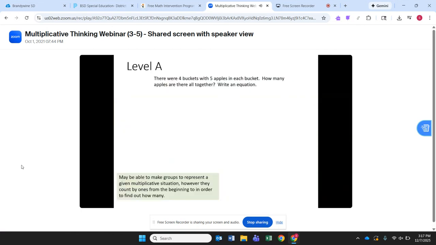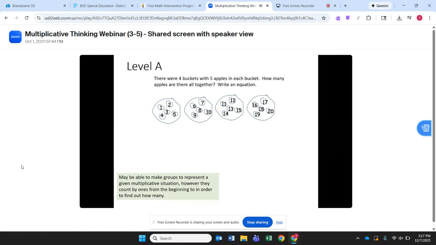So for example, if a student who's thinking at level A was given a story problem, this is what it would look like. There are 4 buckets with 5 apples in each bucket. How many apples are there altogether? Write an equation. So they go ahead, all right, 1 group, 2 groups, 3 groups, 4 groups, there's my buckets. Then they're going to put those in there, and then they're going to go, okay, ready? 1, 2, 3, 4, 5, 6, 7, 8, 9, 10, 11, 12. So they're going to solve it counting by ones.